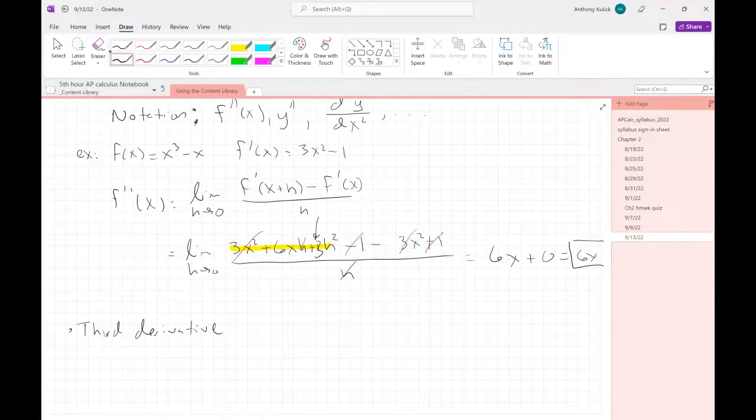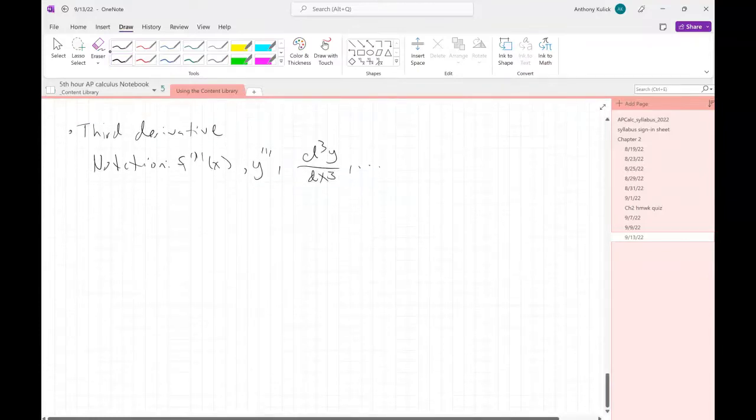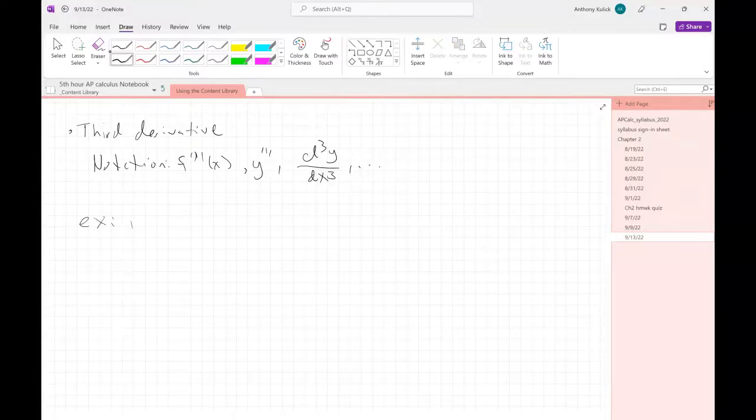So if I have a third derivative, the notation we're going to use there is just f triple prime or y triple prime or d cubed y dx cubed. So just using the same notation, just updating. So let's say we had this same f of x, and we know that the second derivative now is just 6x, and we want to find f triple prime, the third derivative.